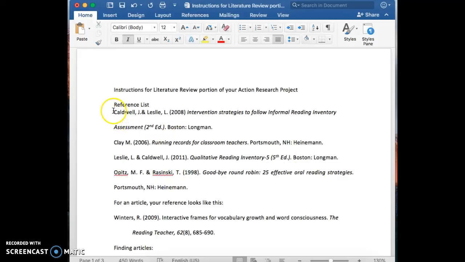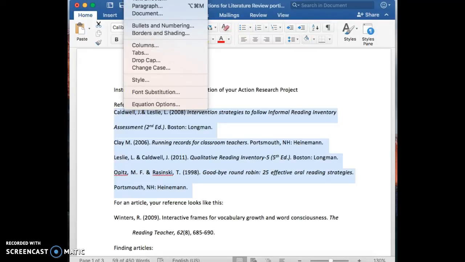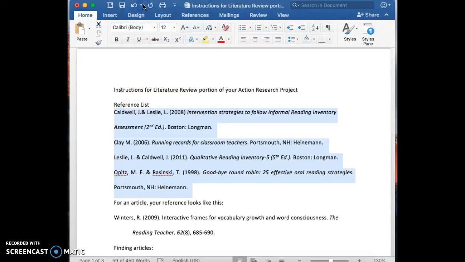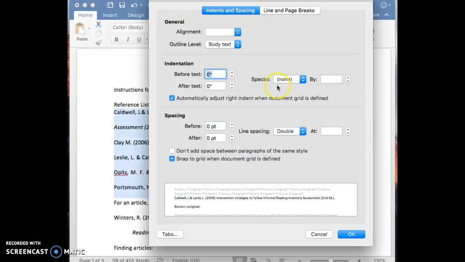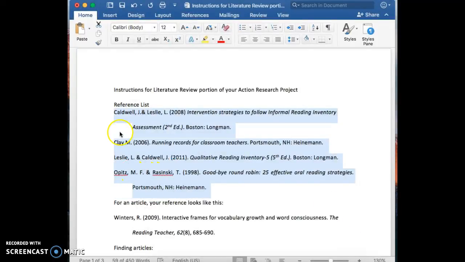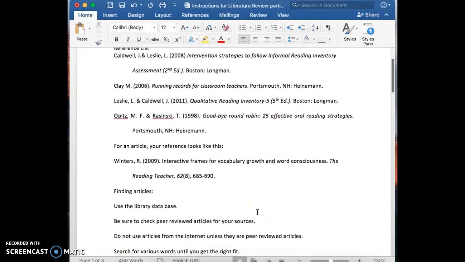The final thing about this reference list is I'm going to highlight the whole thing. I'm going to go up to the top where it says format on a Mac, and I'm going to select paragraph. Now you'll see I have indentation, and I'm going to choose hanging indent, and then you'll see what that does. For the references that run over to the second line, they're given a hanging indent.